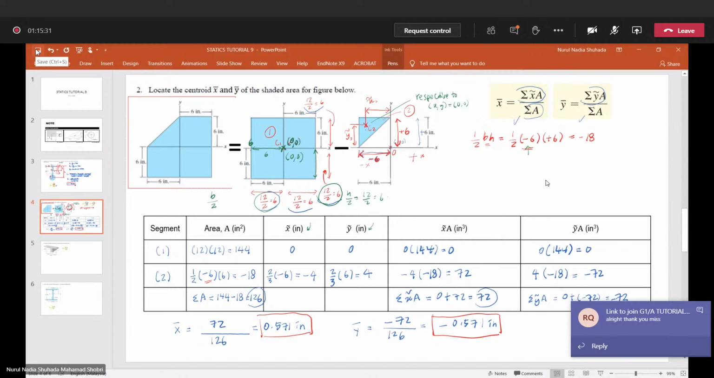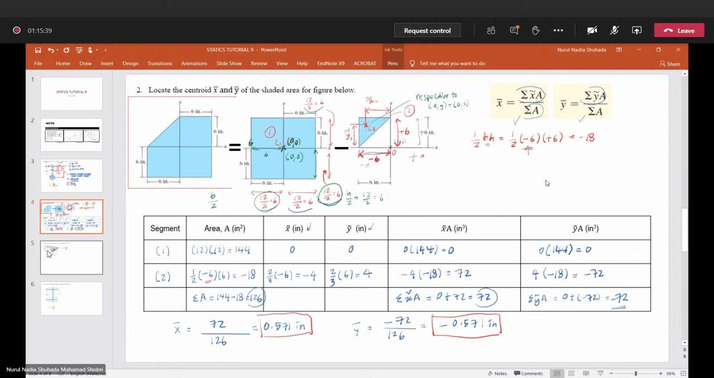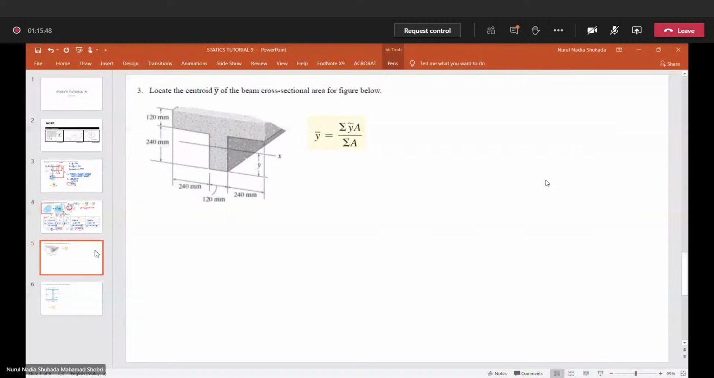Okay, so if there are no other questions, we proceed with question number 3. Question number 3 is about the same as question number 1. So you can take 10 minutes to solve this problem, and then after maybe around 11:13 we will discuss this question together.